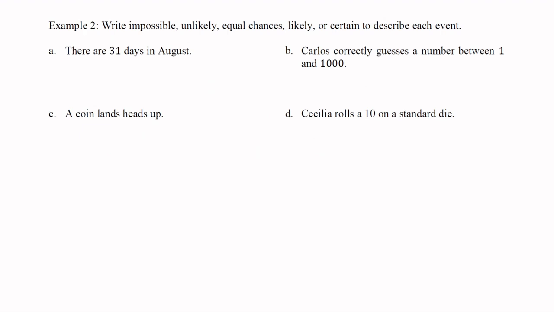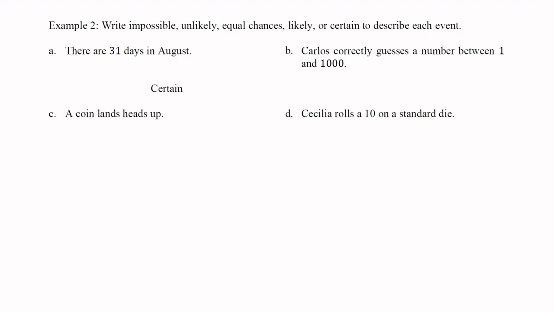There are 31 days in August. Well, every August has 31 days in it, every single time. So that is certain to occur. There's a 100% chance that if you're in the month of August, it will have 31 days in it.